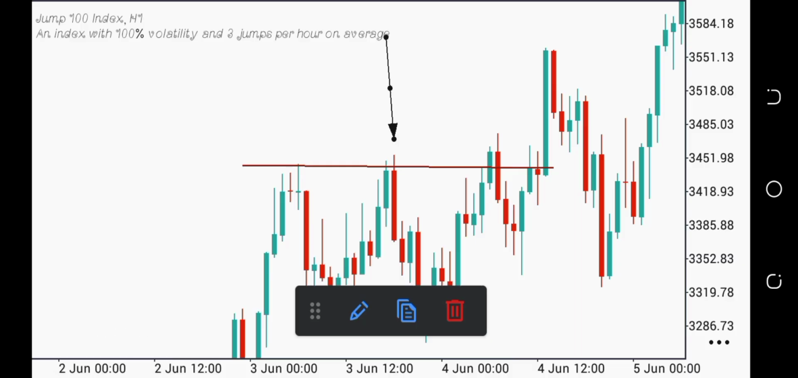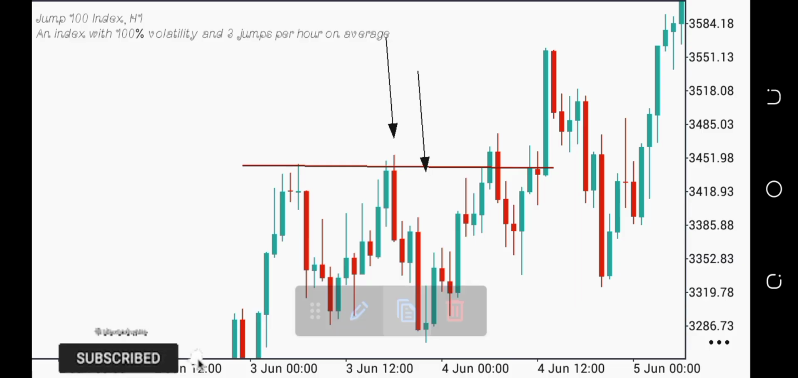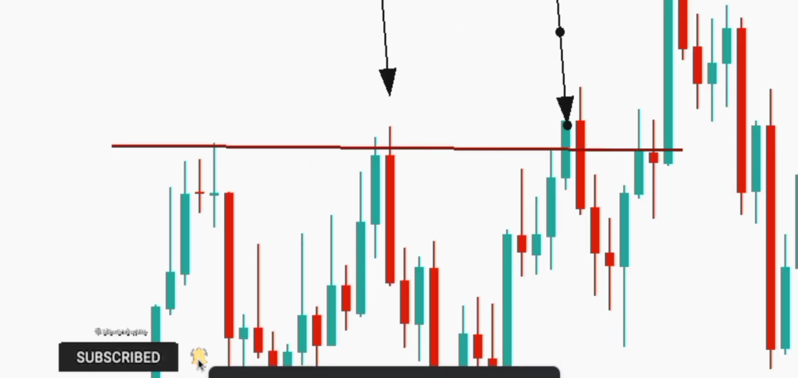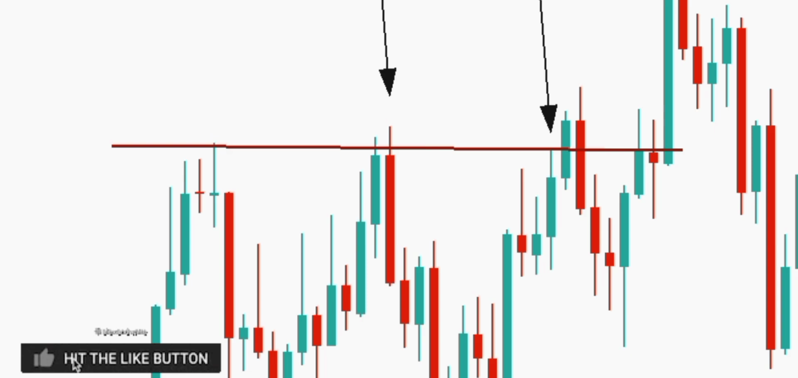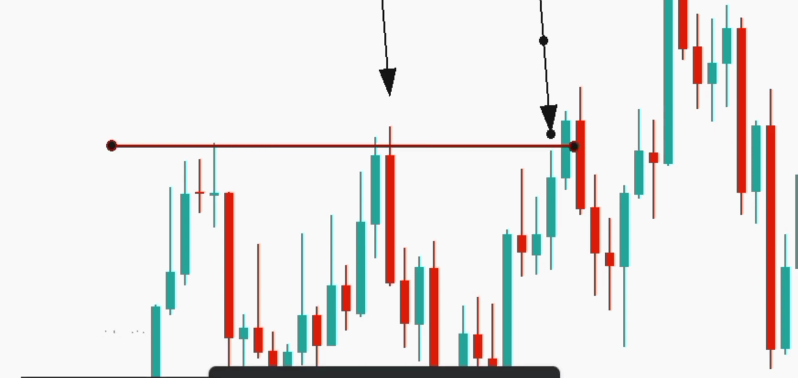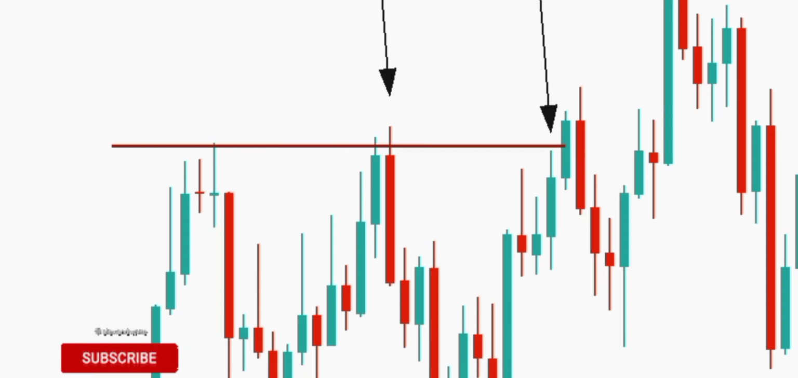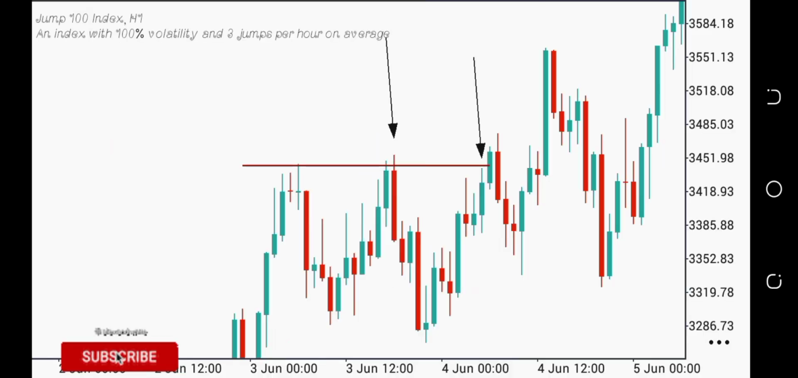So with the knowledge I gave you guys about break of structure, now tell me where the break of structure happened. Think. This is where the break of structure happened. Look, this is where the break of structure happened. So now we consider this as a valid break of structure.